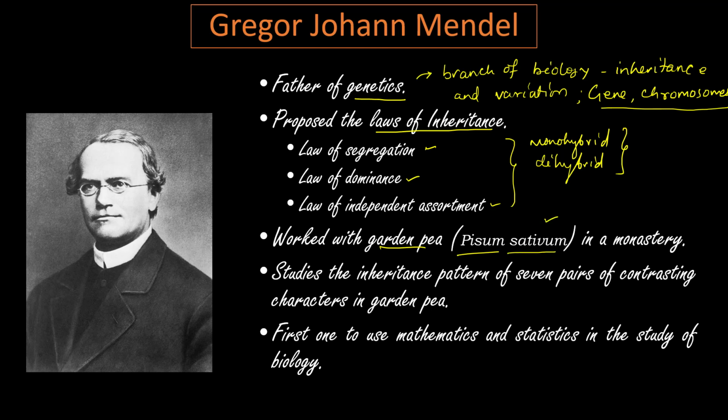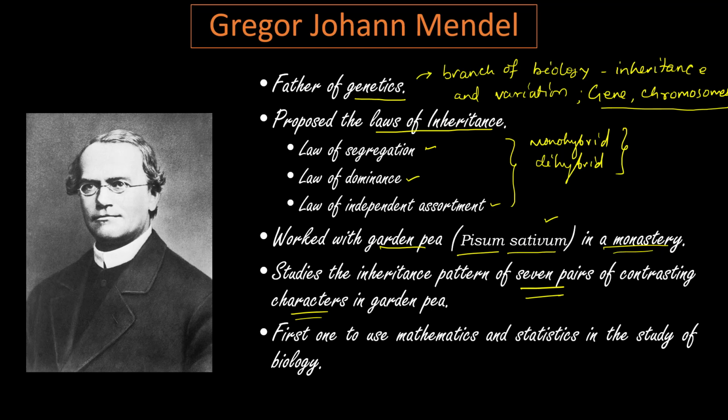And he was not a scientist, he didn't have a lab, he was in a monastery, and while growing the pea plant he got curious, and he started keeping a count of the different traits that he observed in the garden pea. Now he actually studied the inheritance pattern of seven different contrasting characters in garden pea. Now what are these contrasting characters, we will talk just after this, but there were seven specific characters that were having opposite nature, and these seven pairs of contrasting characters were studied by Mendel.